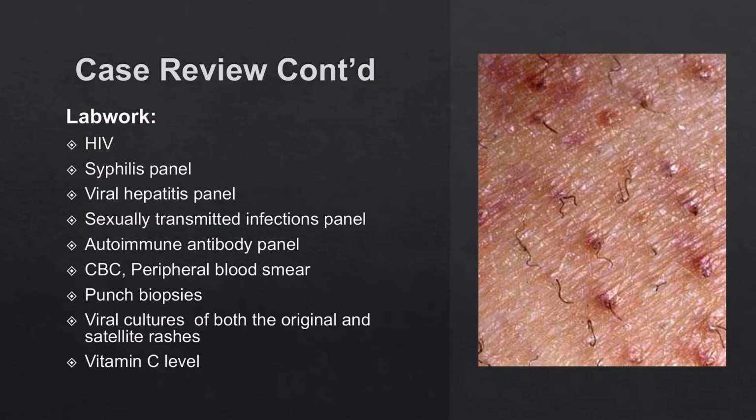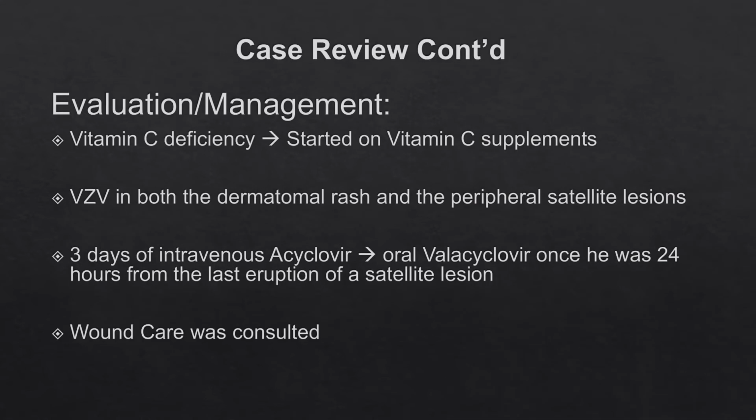The following lab work was initiated to include viral cultures of both the original and satellite rashes, as well as punch biopsies. When the team went to take punch biopsies on the patient's back, they noticed the picture on the right, corkscrew hairs, commonly associated with vitamin C deficiencies, so a vitamin C level was obtained as well. The patient's workup was notable for a vitamin C deficiency, so the patient was started on some vitamin C supplements. The diagnosis of disseminated shingles was confirmed via PCR in both the dermatomal rash and the peripheral satellite lesions.